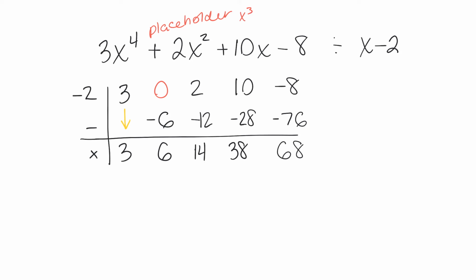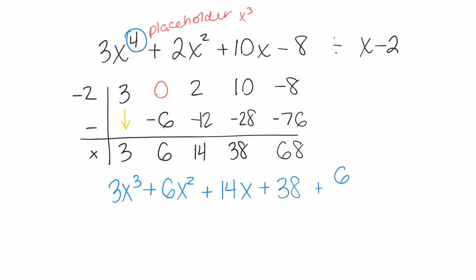Okay, so our final answer in this one: we started with a quartic function, so our answer is going to be cubic. So 3x cubed plus 6x squared plus 14x plus 38 with the remainder of 68 over x minus 2. So remember, our final answer is 1 degree less. So 4 becomes 3. These become all of your coefficients with your constant, and your last number is your remainder. That's it. Good job.